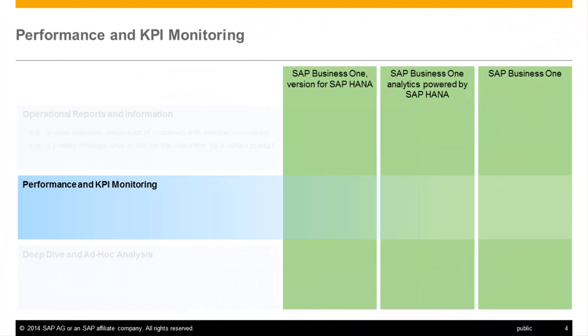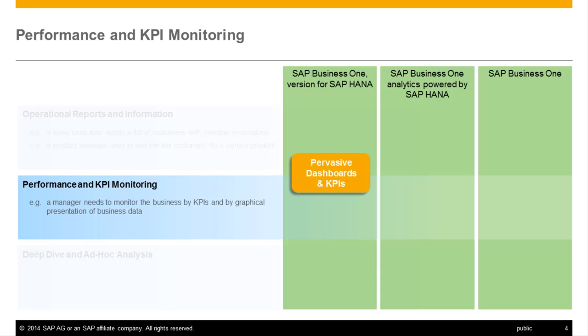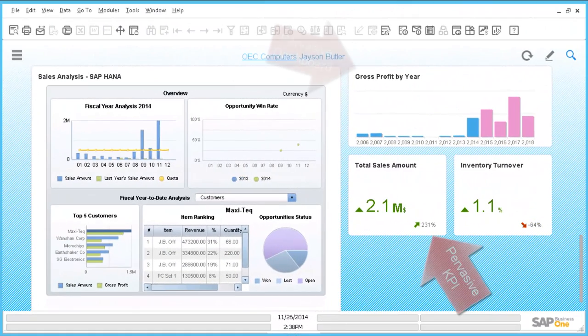The second category of use case is performance and KPI monitoring. Managers who want to monitor their businesses can use crystal dashboards or pervasive dashboards or KPIs.